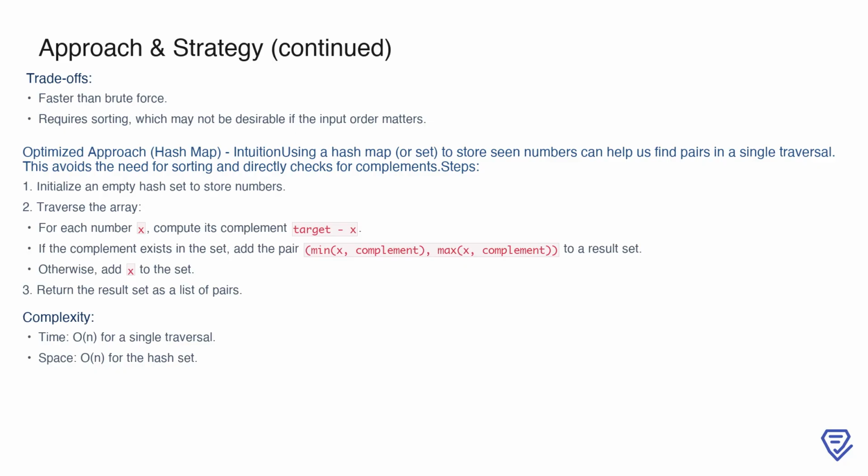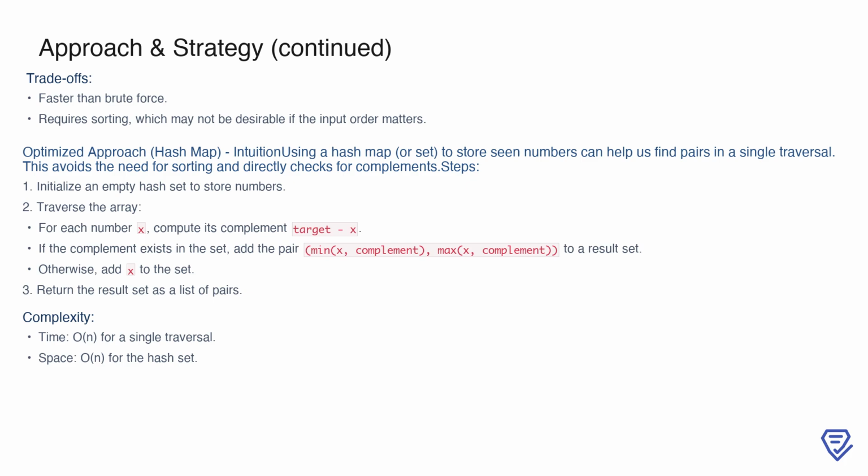Here, the intuition is to use a hash set to keep track of the numbers we've already seen as we iterate through the array. For each number, we calculate its complement, what we would need to add to it to reach the target sum. If the complement is already in the hash set, we know we've found a valid pair and can add it to the result set. If the complement isn't present, we simply add the current number to the set and move to the next.